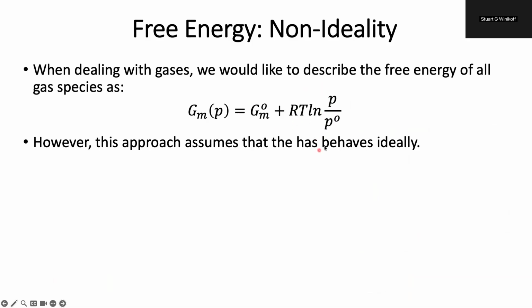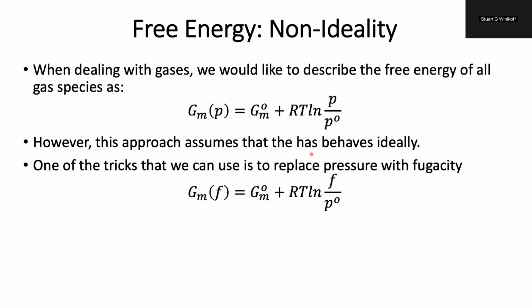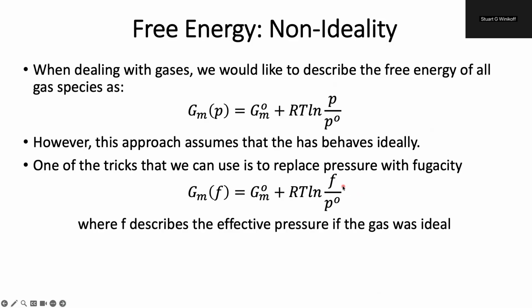So one of the classic tricks that you can use, and this is very common, is we'll keep using the same equation, but we replace the pressure with more or less a fudge factor known as fugacity. Fugacity is the effective pressure if the gas was ideal. So we've said, okay, this gas isn't ideal, but if it was ideal, this would be how it would act. This gas would act like an ideal gas with a pressure of 2 bar, 3 bar.